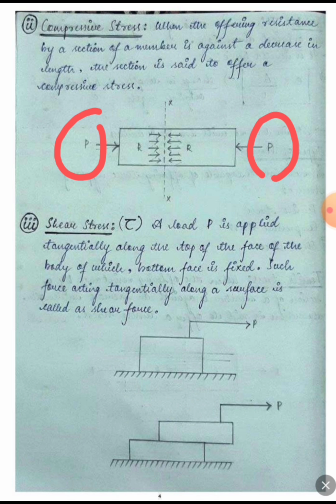Now let us discuss what is shear stress. Shear stress means if we apply the load P on the top or bottom of the body, then the stress generated due to that force is called shear stress, and shear stress is denoted by tau.